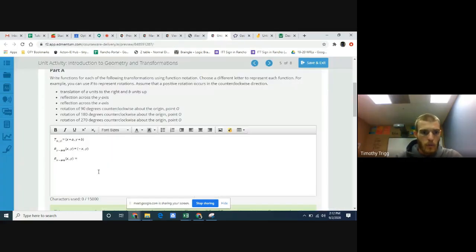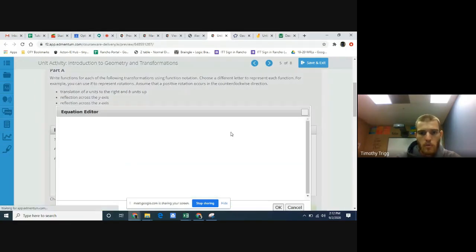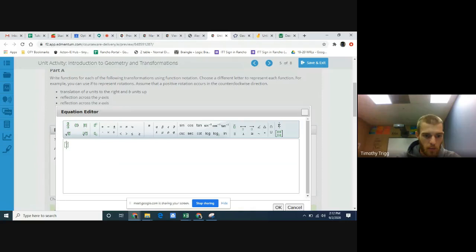Okay, cool. So what are we going to write here? For rotation, we usually use a lowercase r. So I'm going to go ahead and use a lowercase r. And in this case, we're going 90 degrees. Is there a degree symbol? Yeah, there we go. Rotate 90 degrees, x comma y equals, so again, it becomes negative y comma x. Okay, cool.